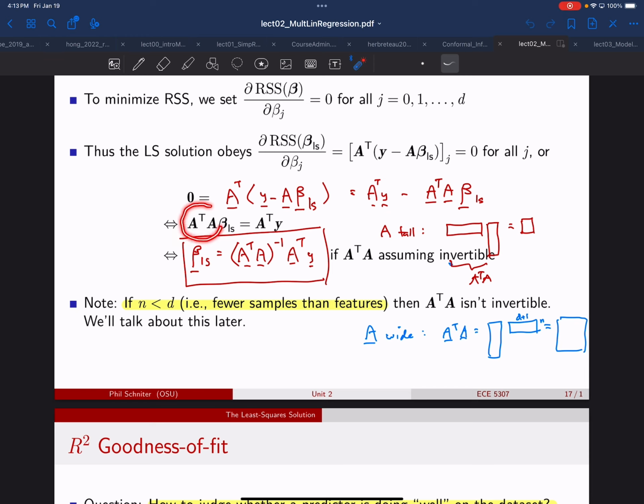This is a square matrix. So this has a chance of being invertible. And so if we can multiply both sides of this matrix by the inverse of A transpose A, then we can get this least squares solution for beta.